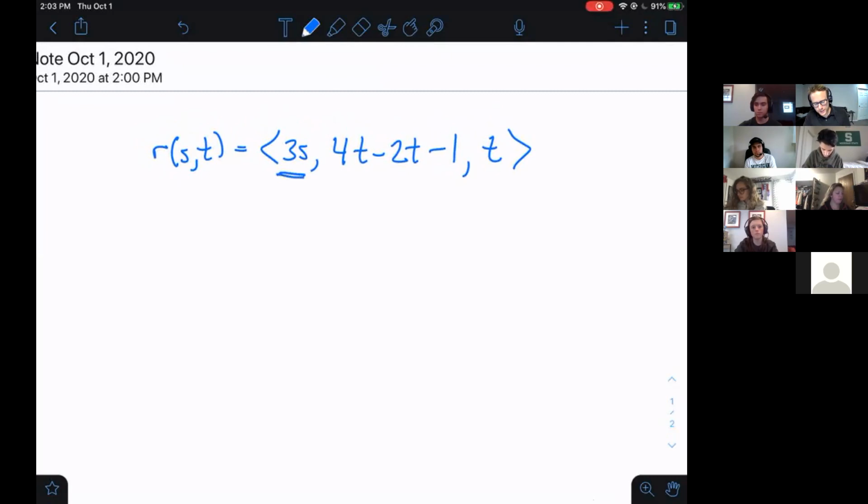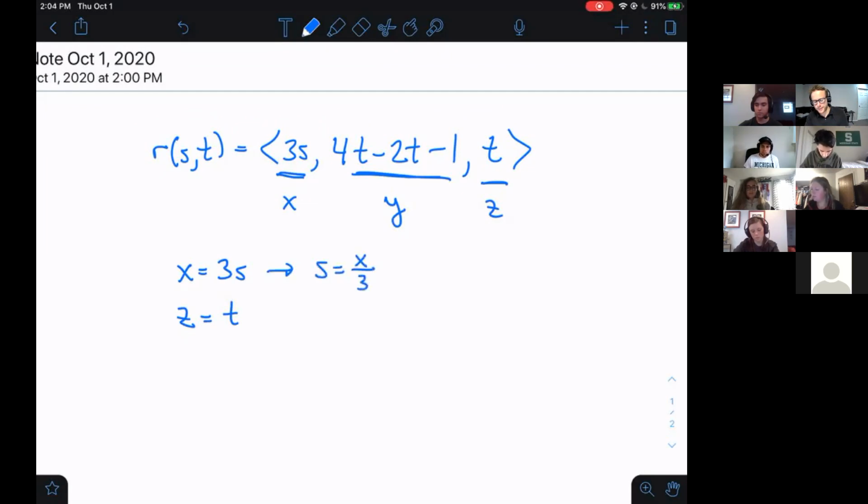I know that this right here is x, this right here is y, and this right here is z. In particular, the x and the z equations are quite nice. This just says x is equal to 3s and z is equal to t. If we'd like to, we can even rewrite this one as s is equal to x over 3. The reason I do this is because we're trying to get a Cartesian equation. Y, the most complicated equation here, says y is equal to 4t.